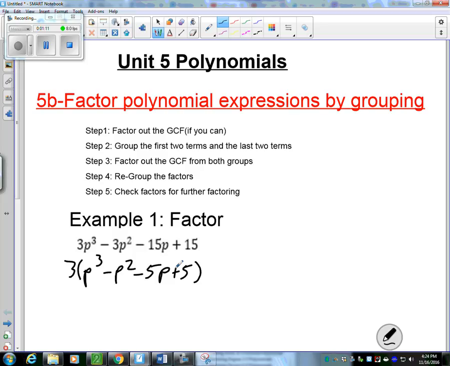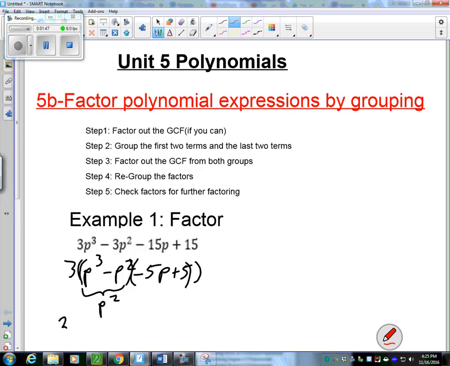Now what I'm going to do is just concentrate on what's inside of the parentheses. Inside the parentheses, I'm going to group the first two terms and the last two terms. So I'm going to take the greatest common factor of the first two terms, which is p squared. I'm going to factor that out.